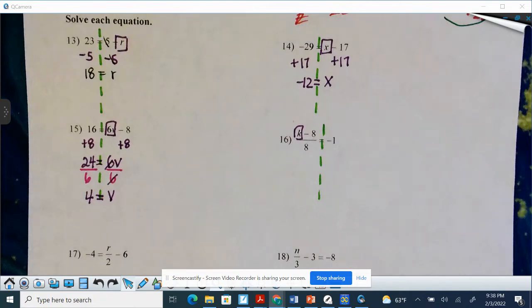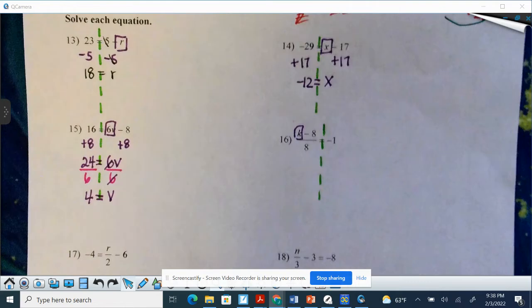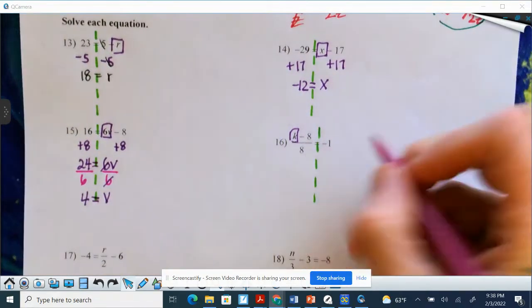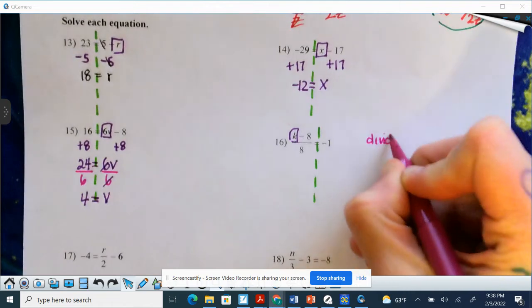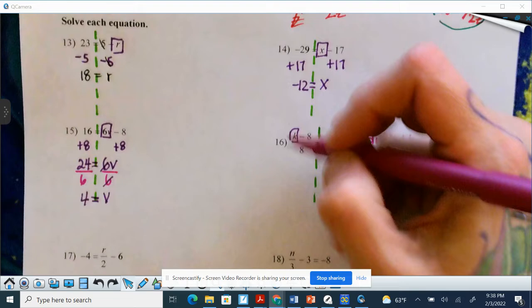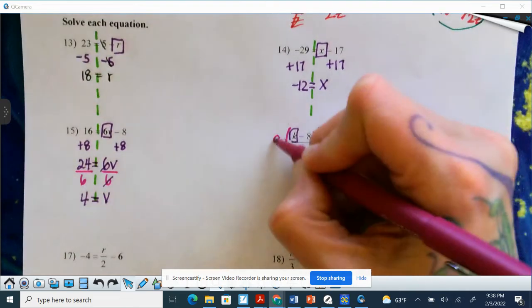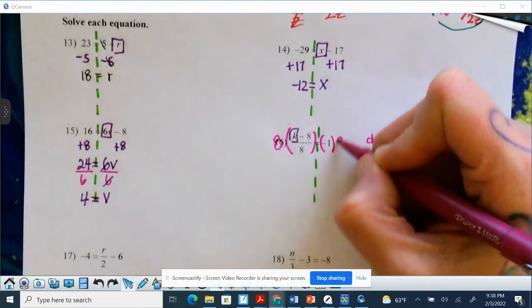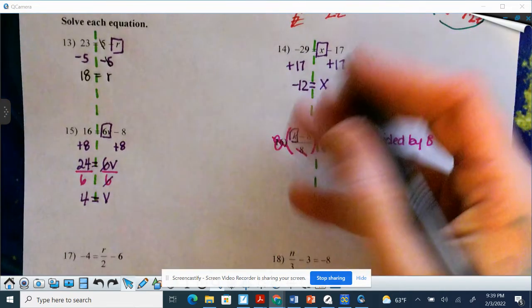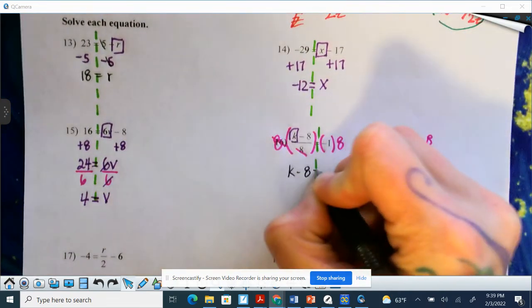And we already know that the inverse of division is, say it loud and proud for those in the back, multiplication. So we're going to multiply both sides. This is k minus 8 divided by 8. So it says divided by 8 when we read it out loud. So we are now going to multiply by 8 to get rid of it in the denominator, or in the bottom, or I like to call it the basement. So these go away. And I now have k minus 8 equals 8.